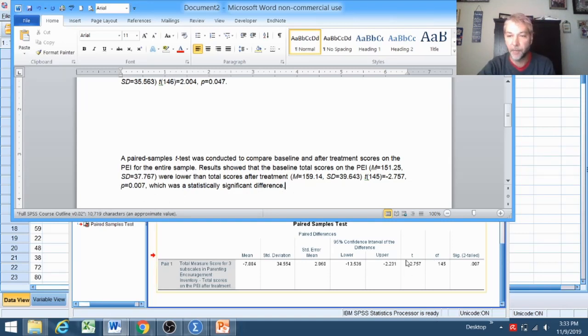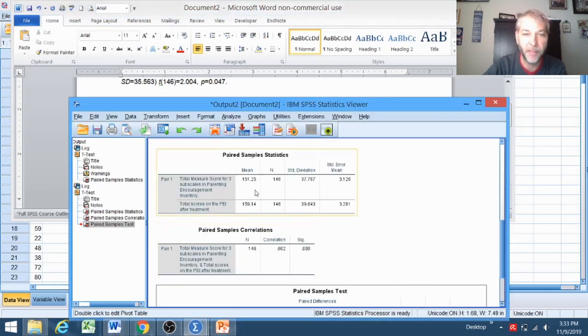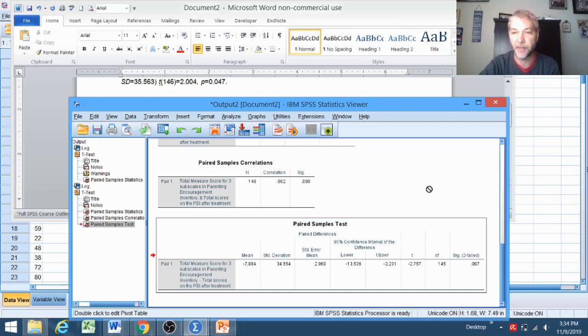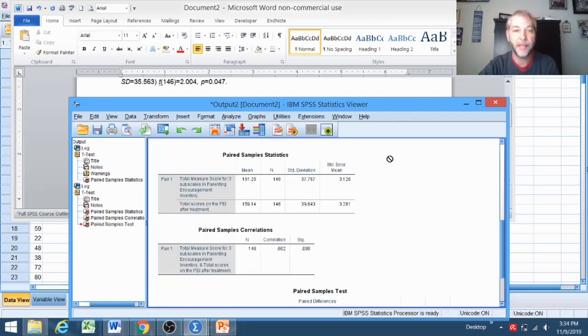Again, the negative t value that we got right here is perfectly acceptable. The reason that we have a negative score is because the initial scores, the baseline scores, were lower than the after treatment scores. If we were to reverse these two here, then we would get the exact same values, except that would be positive. So that's that.